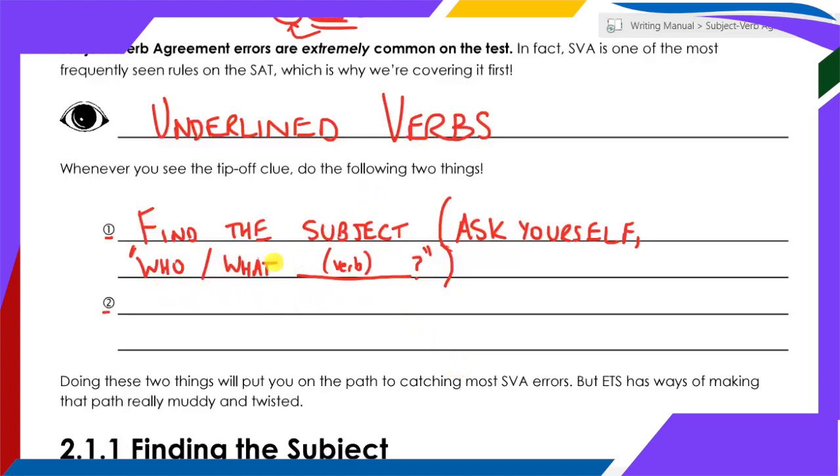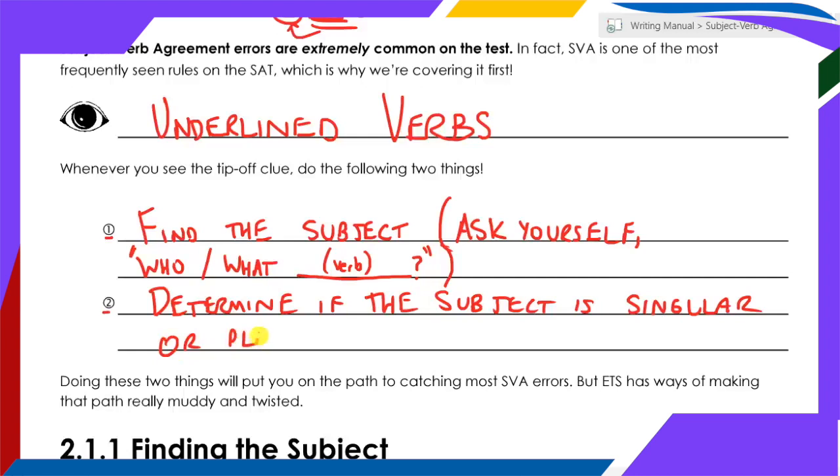So that's your first goal, to find the subject, and your second goal is to determine if the subject is singular or plural. So pretty basic goals here. Finding the subject, determining if the subject is singular or plural. That's the key to subject-verb agreement.